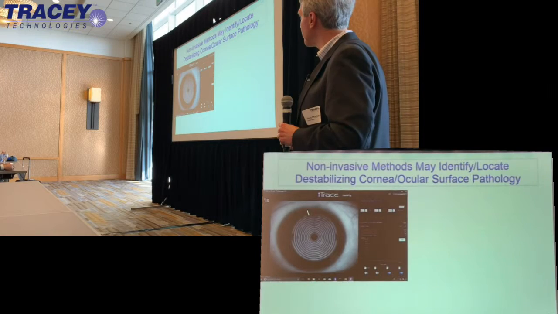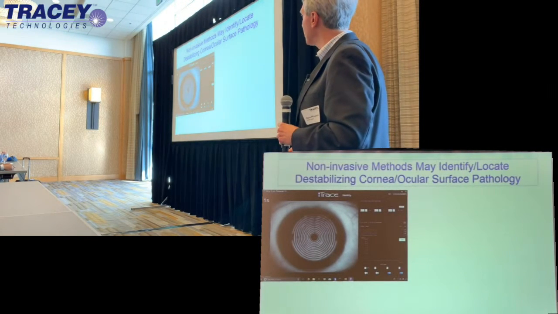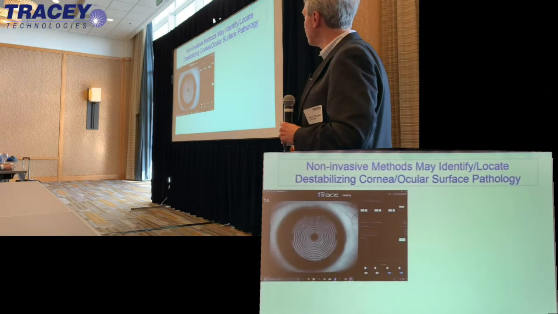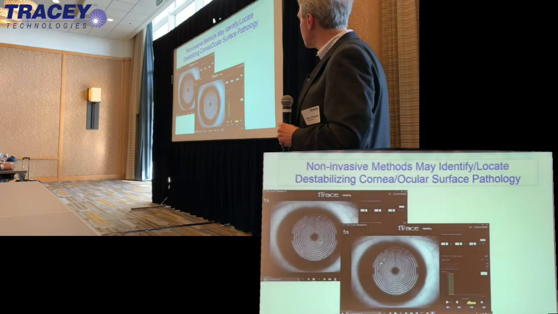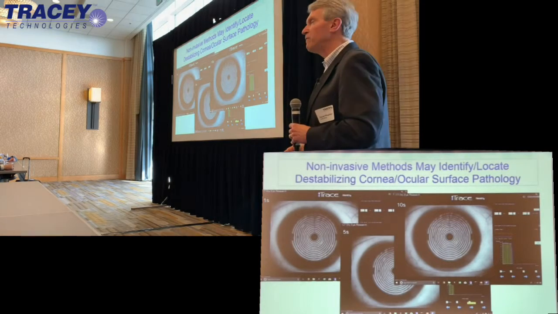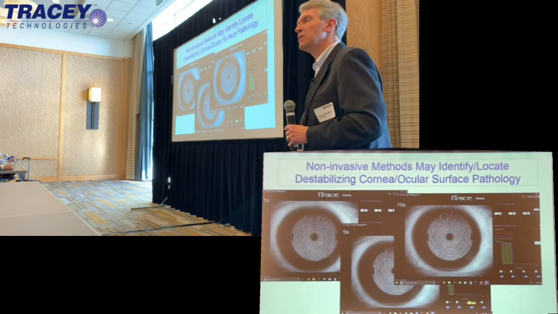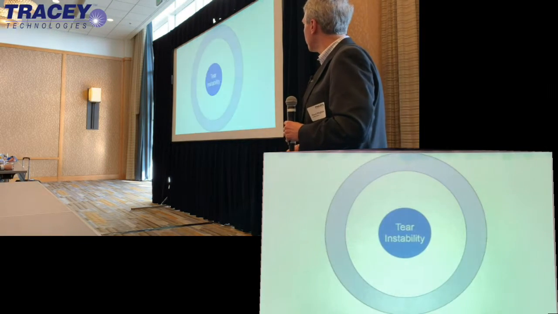So this is 1 second. I've just captured a few images over 10 seconds of videoing the tear film, and everything looks pretty good. By 3 seconds, you're starting to see a little bit of distortion in this area and here. In 10 seconds, that even becomes more pronounced. So even just visually looking at it, you're able to detect abnormalities in the tear film.